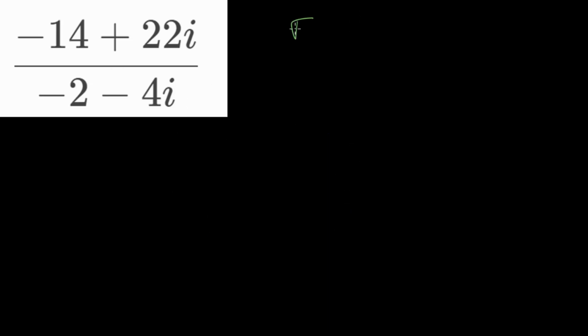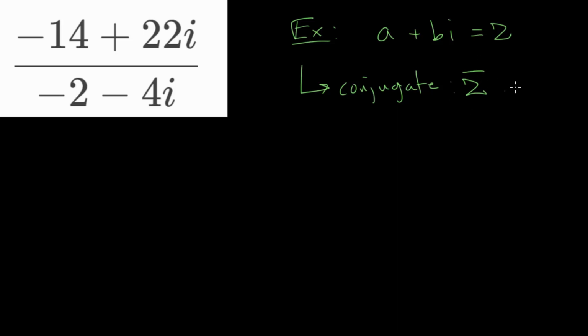Let's say, for example, we have the complex number a plus bi. If we look at what's known as the conjugate of this number, if we call this z, the conjugate is usually written as z with a bar above it. This would just be a minus bi. Essentially, whatever sign the imaginary term has, you just make it the opposite sign.